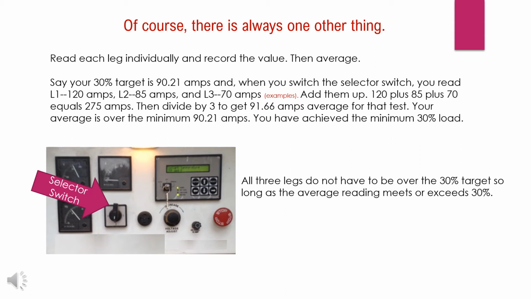All three legs do not have to be over the 30% target so long as the average reading meets or exceeds 30%. Now you notice over there to the left I have an arrow pointing to the selector switch, which you use to determine the amperage reading on each of the three legs.